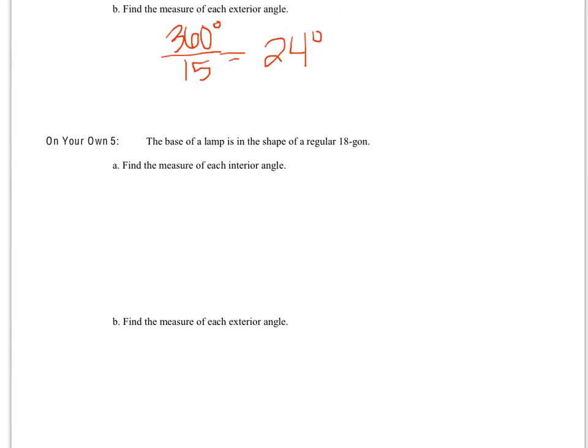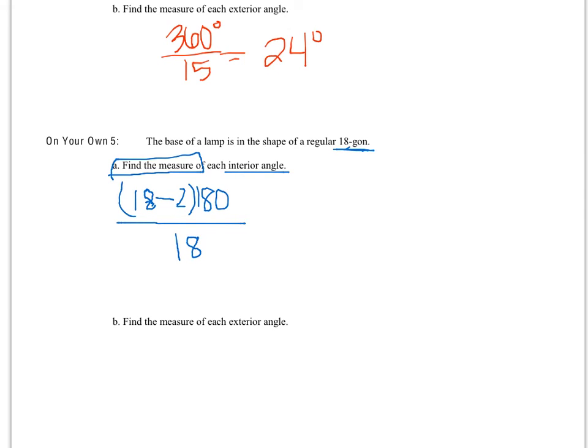On your own 5 here, it says the base of a lamp is in the shape of a regular 18-gon. There's a key piece, 18 sides. Find the measure of each interior angle. So for interior angles, we do the number of sides, which is 18, minus 2, and then multiply that by 180. And then to find each one, for a regular one, we'll divide it by the total number of sides, which is 18. If you put that into your calculator and simplify, you'll find it's 160 degrees.